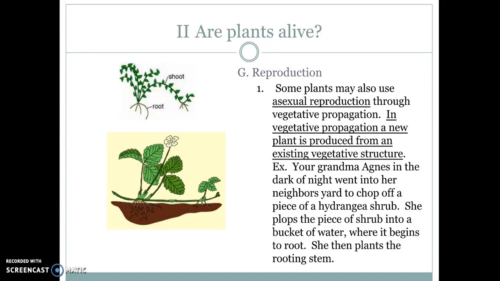Reproduction-wise, some plants may also use asexual reproduction through vegetative propagation, and this is pretty much just when a new plant is produced from an existing vegetative structure. So I gave y'all the example a while back, when we talked about asexual reproduction, that my grandmother gave us all clippings from a Japanese maple, and so we all have the exact same genetically identical Japanese maple in our front yards.